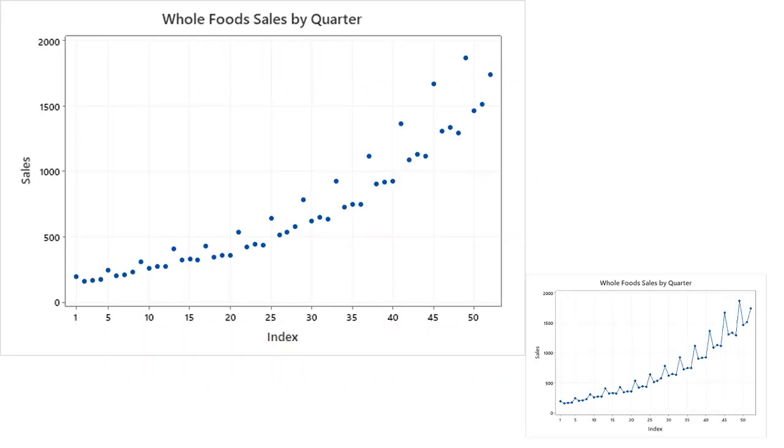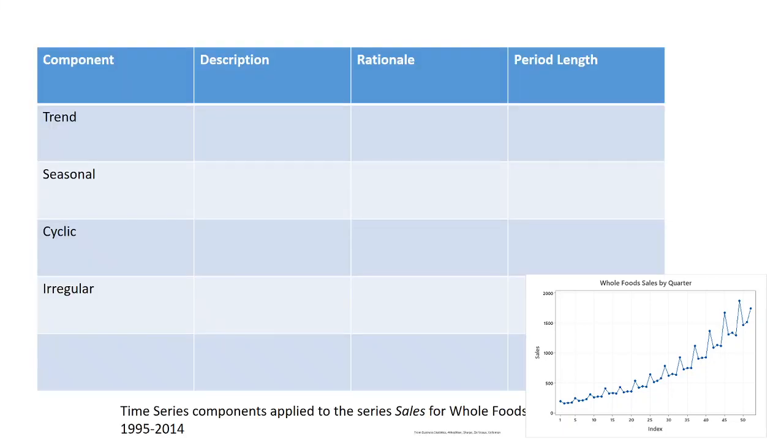So here we have the Whole Foods sales by quarter. This is in the mid-thousands. Here you can take a look at it, and you can see there's kind of this strange seasonal trend. It does look like it's going upward. Let's kind of answer those questions.